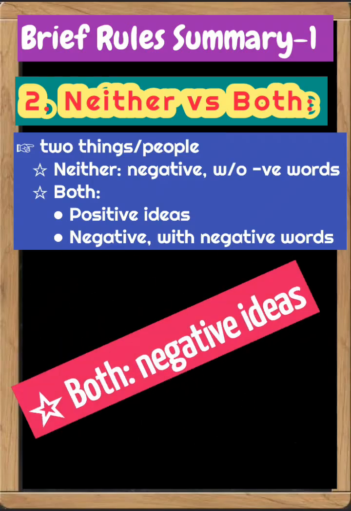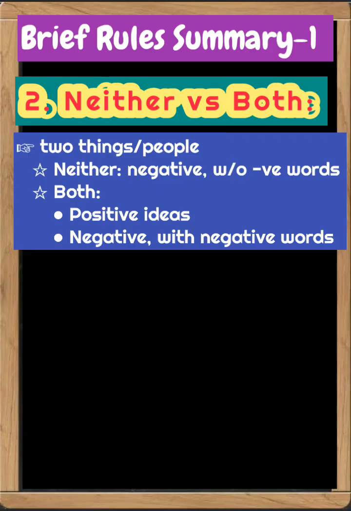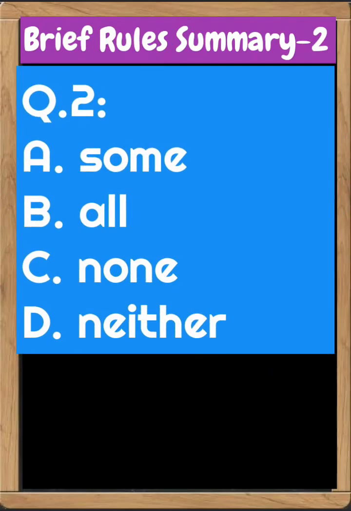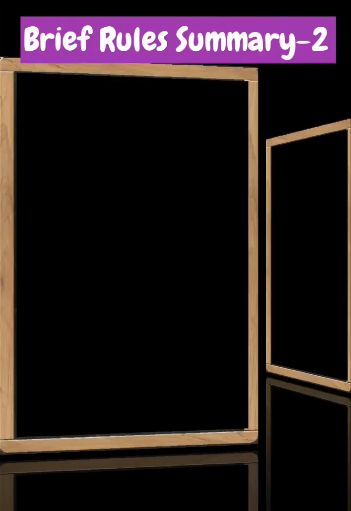Again, look at brief rule summary 2. A rule summary for quantifiers under question number 2. As you can see on the screen, under question 2, some, all, none, and neither are given. Here also I'm going to give a brief summary by putting the related quantifiers together. As you can see, the first one, some versus all.